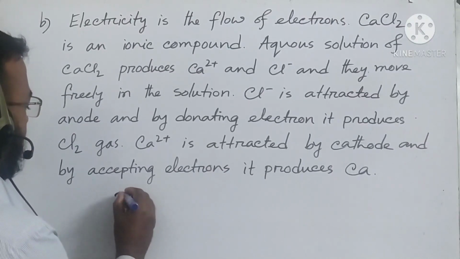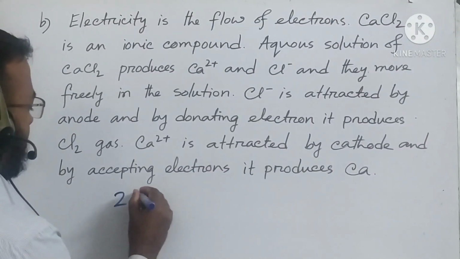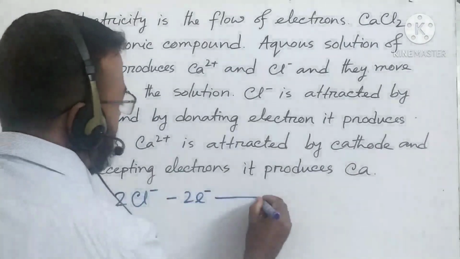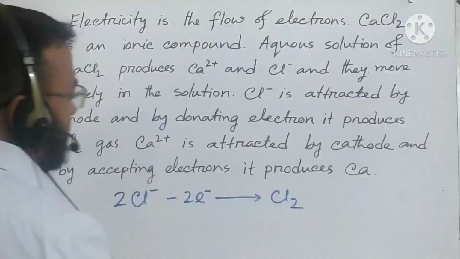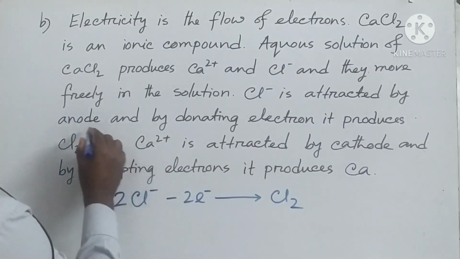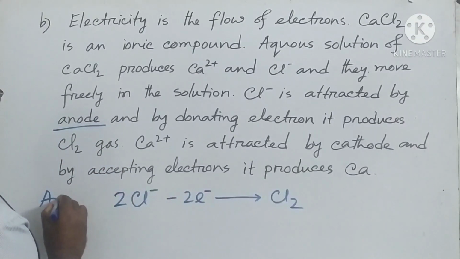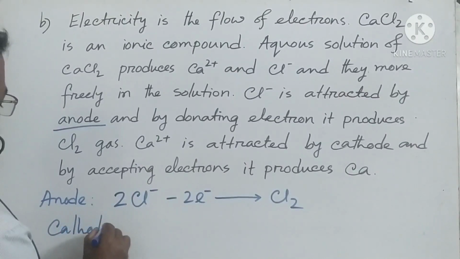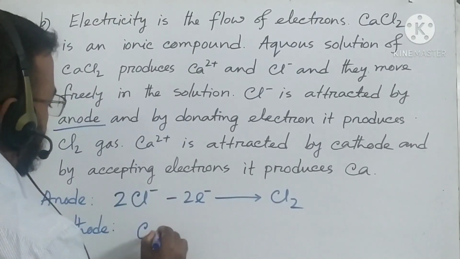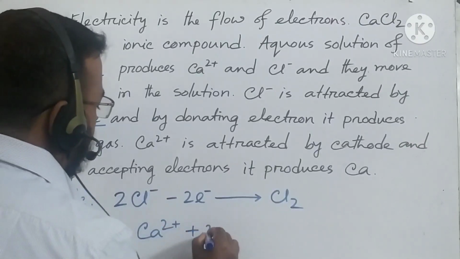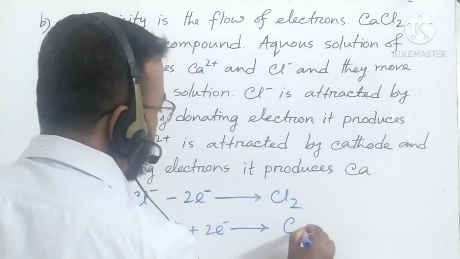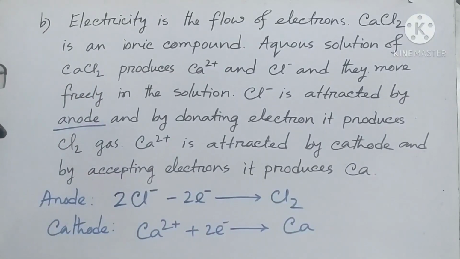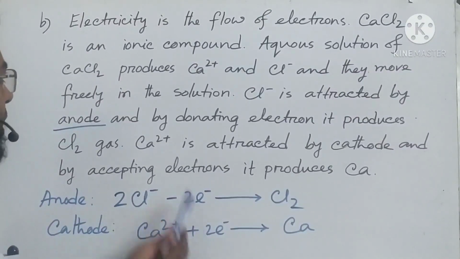So for example, I am writing the reaction. 2 chloride ions donate 2 electrons, then produce chlorine gas. So it is in the anode, I have written the anode reaction. Then in the cathode, calcium 2 plus receives 2 electrons and forms calcium metal. Okay, so for the flow of electrons, the electricity is produced.